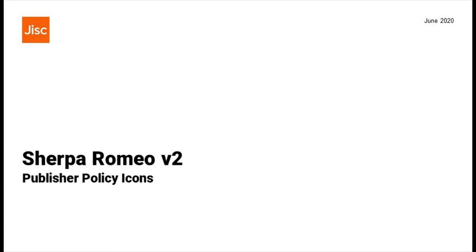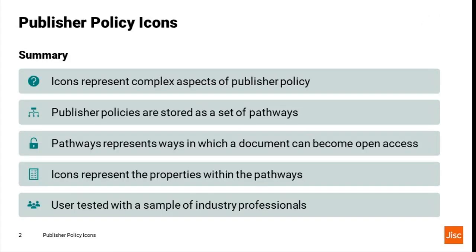Welcome to this tutorial video on Sherpa Romeo version 2 Publisher Policy Icons. Sherpa Romeo is a service that provides information on self-archiving policies and the open access policies of journal publishers. This video will give an overview of the new icons that are used in the second version of Sherpa Romeo, released in June 2020. The icons represent complex aspects of publisher policy.